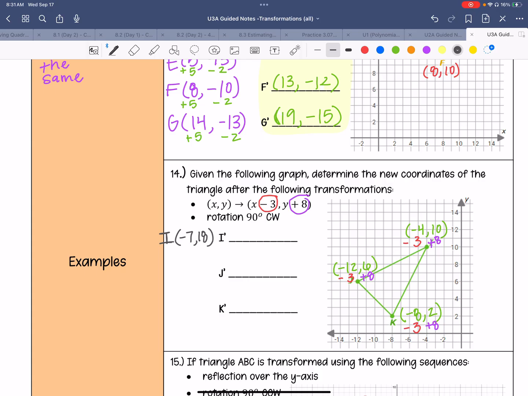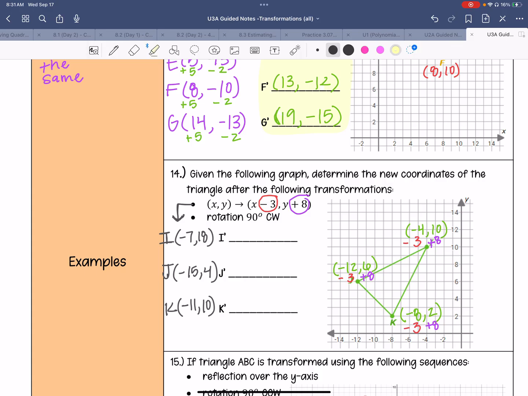All right, my new J is at negative 15, 4. And my new K is at negative 11, 10. So that is after this first transformation where we are applying that rule. So we subtracted 3 from all of our x coordinates and added 8.